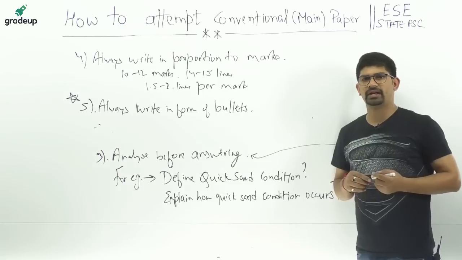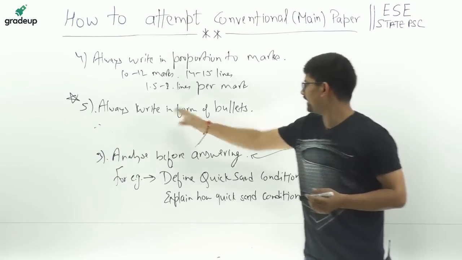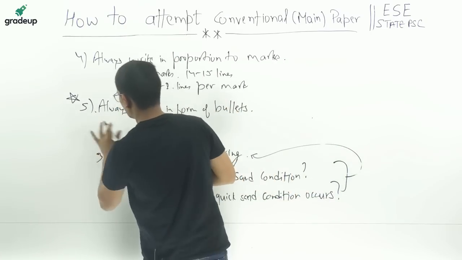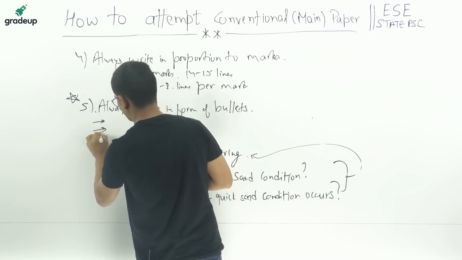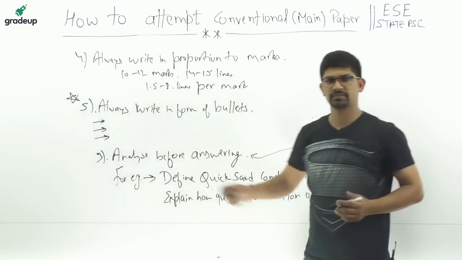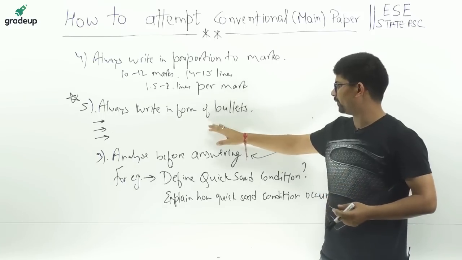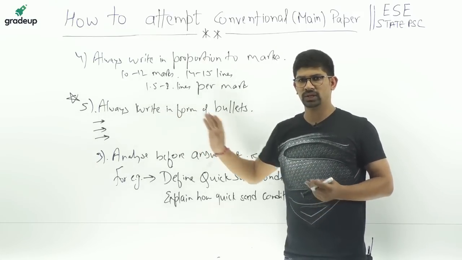You have to avoid paragraph writing. Always write in the form of bullets. Do not make dots or something; you simply put them in the form of arrows like this. And write the answer in the form of points. It is a more presentable way to write the answer.